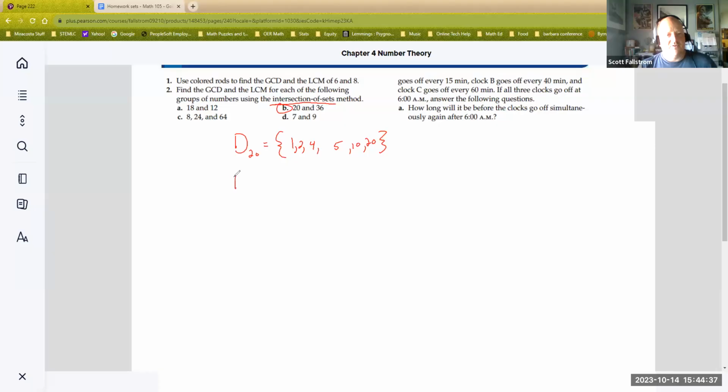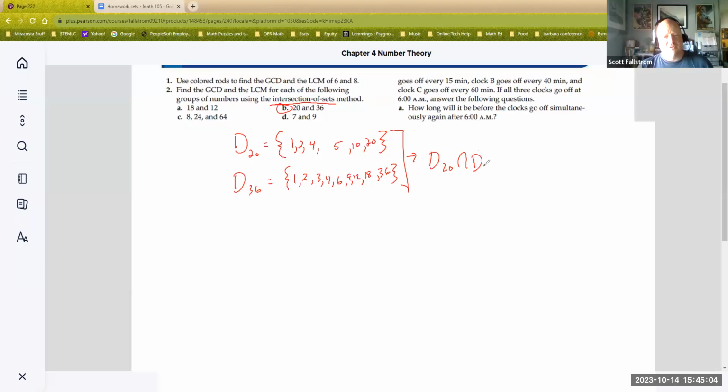Okay, and then I would put the divisors of 36. For 36, I have 1 and 36, right? I have 2 and 18. I have 3 and 12. I have 4 and 9. And then I have 6 and 6. So there they are. These are the sets of divisors, and then you would find the intersection of those.